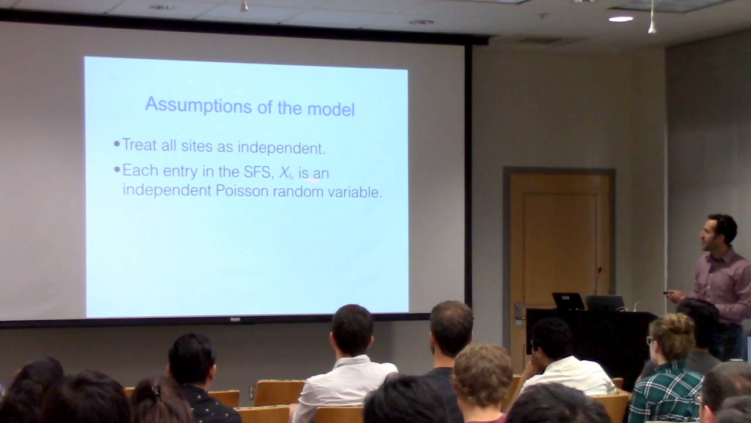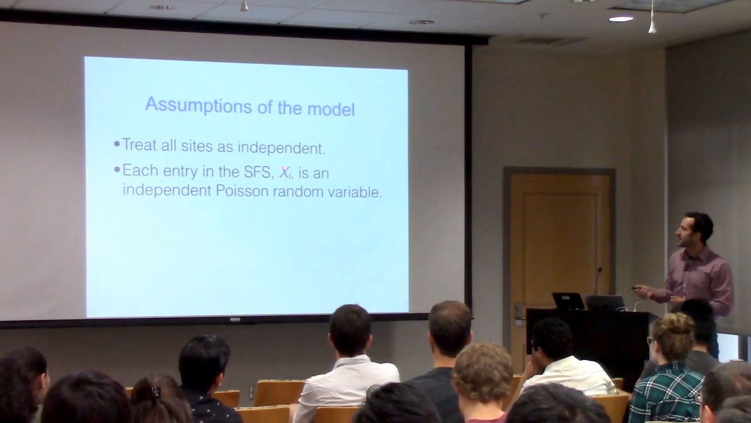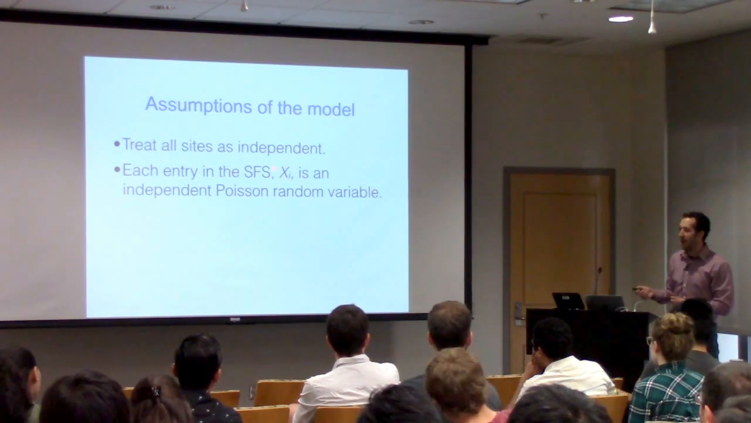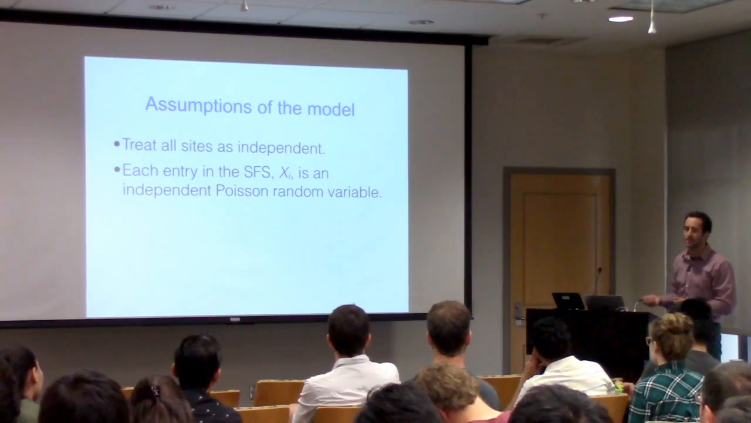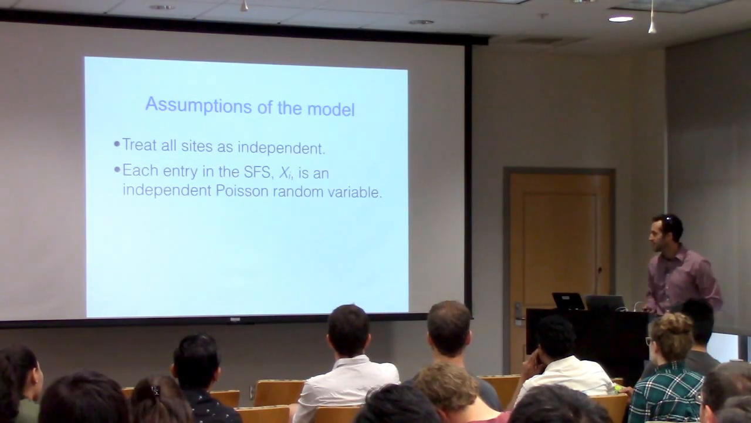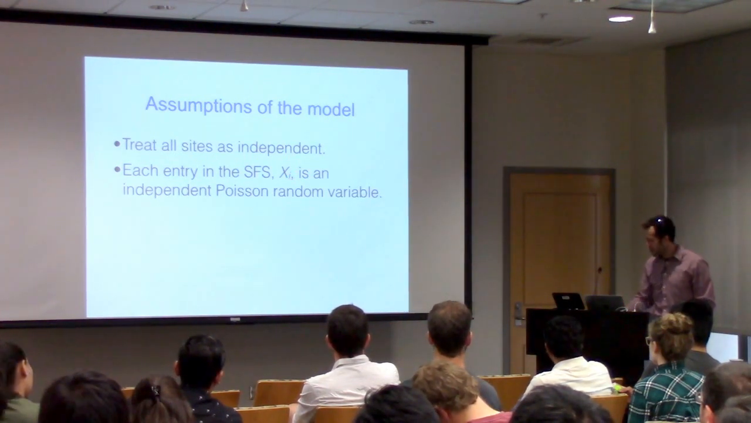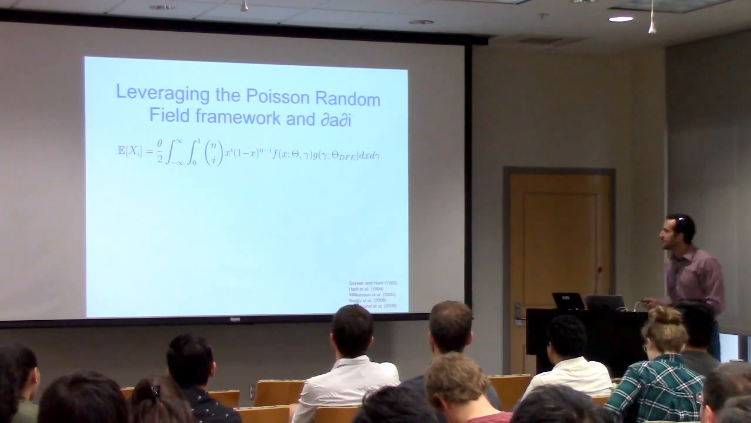And the assumption here is that each entry or each bin of this frequency spectrum, we're going to use Xi here to essentially denote the number of SNPs at count i in the sample. So X1 would be the number of singletons in the frequency spectrum, X2 the number of doubletons, et cetera. And the assumption is that this Xi would be a Poisson random variable. And so the basic idea is something like this.